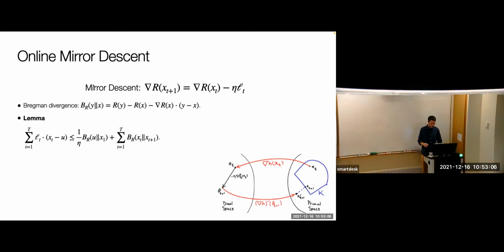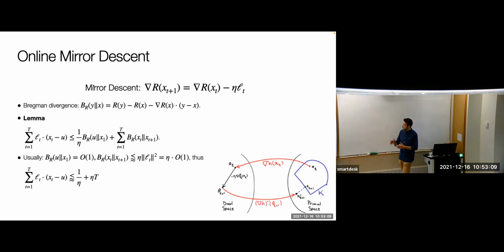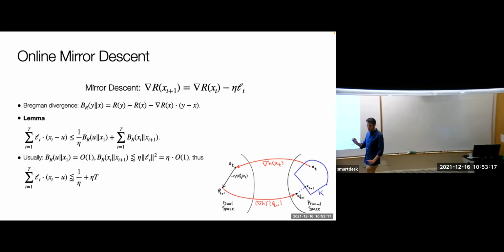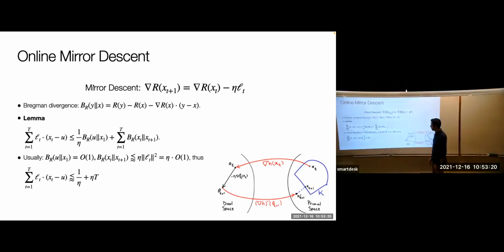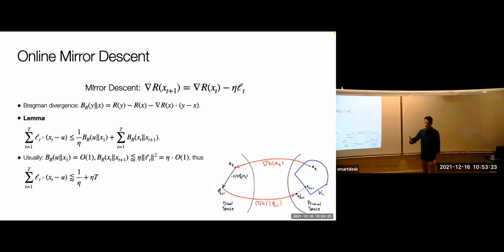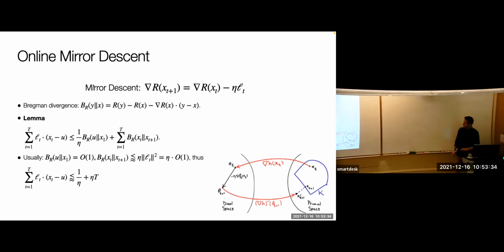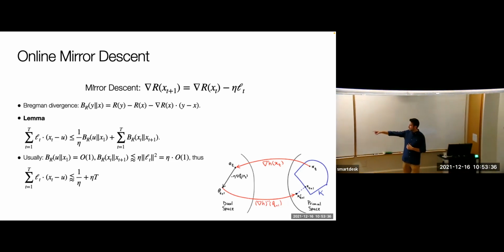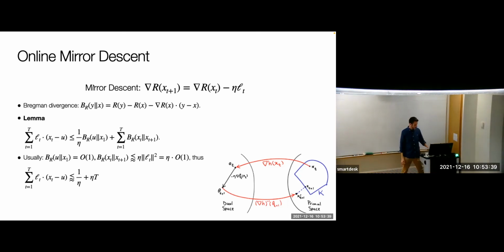So usually this initial distance I can bound with some constant because I assume my decision set is bounded. And if R behaves nicely, I can bound the distance between x_t and x_{t+1} by some eta times the norm of the loss squared, which as usually people assume is bounded. So it's just on the order of the time step. All in all, I get something that looks like one over eta plus eta times the number of time steps. And if I optimize over eta, setting eta to be order of one over root T, I get the root T regret that I wanted.